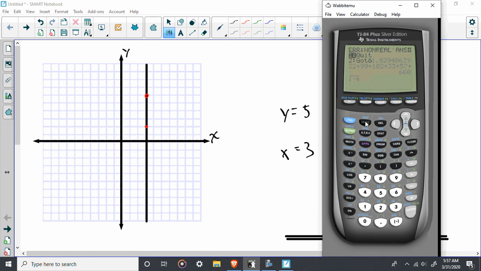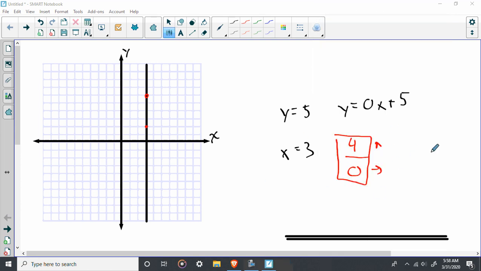4 divided by 0 doesn't exist. It says error divide by 0. You're not allowed to divide by 0. So the fact is that this does not have a slope at all. It doesn't exist. So anyway, I hope that clarifies things. Pretty much what you have to remember, long story short, y equals lines go left and right. X equals lines go up and down. They don't have a slope. And that's what throws people off.